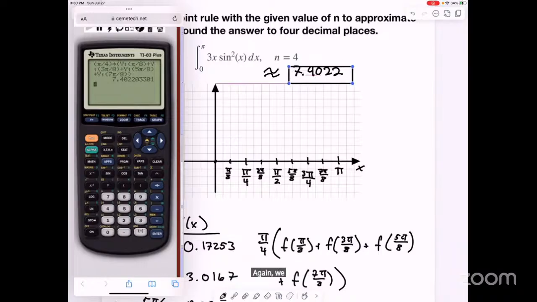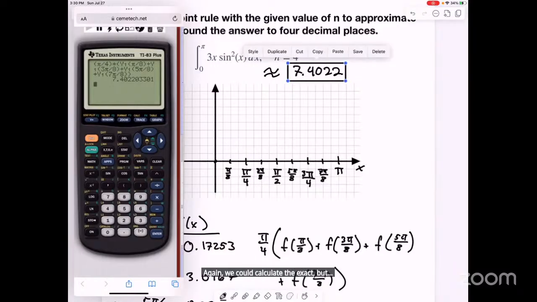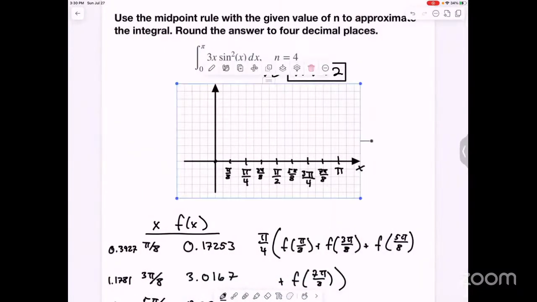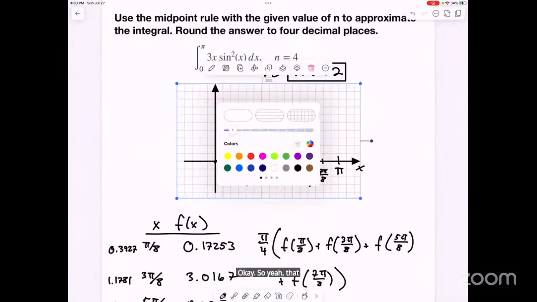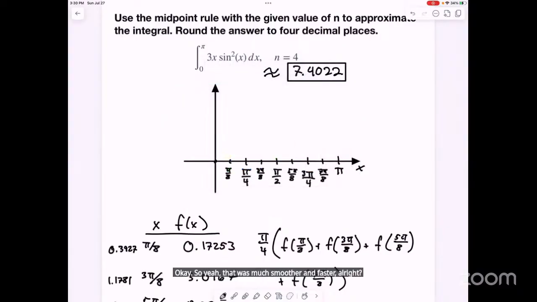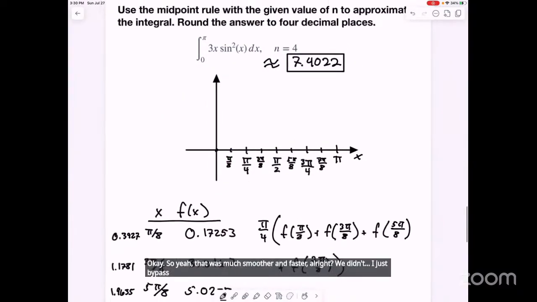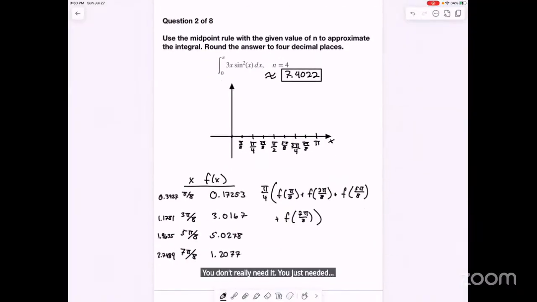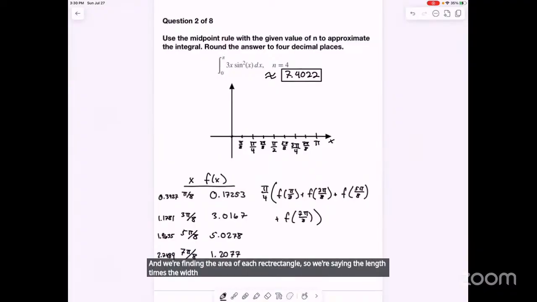Again, we could calculate the exact, but for these purposes, something like this should suffice. So yeah, that was much smoother and faster. I just bypassed drawing the squares. You don't really need it, as long as you understand the concept that we're finding rectangles and the area of each rectangle. So we're saying the length times the width, or the height times the width, right?